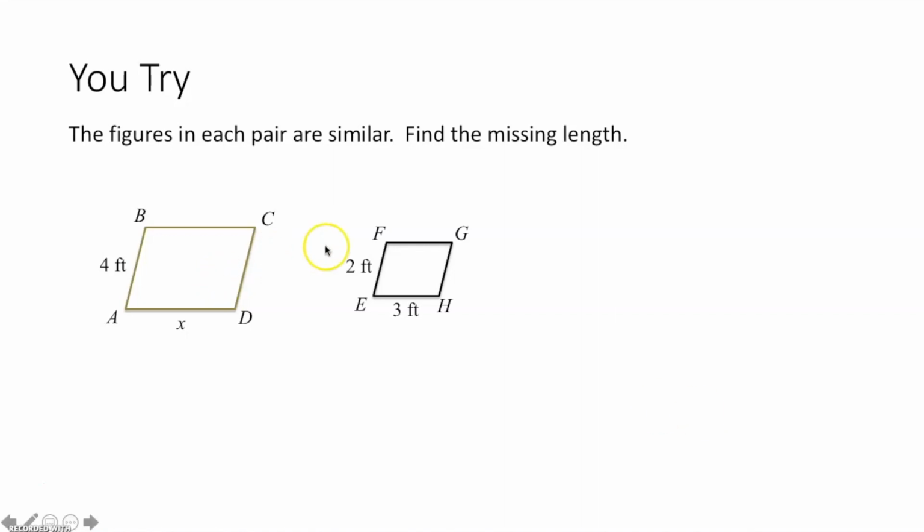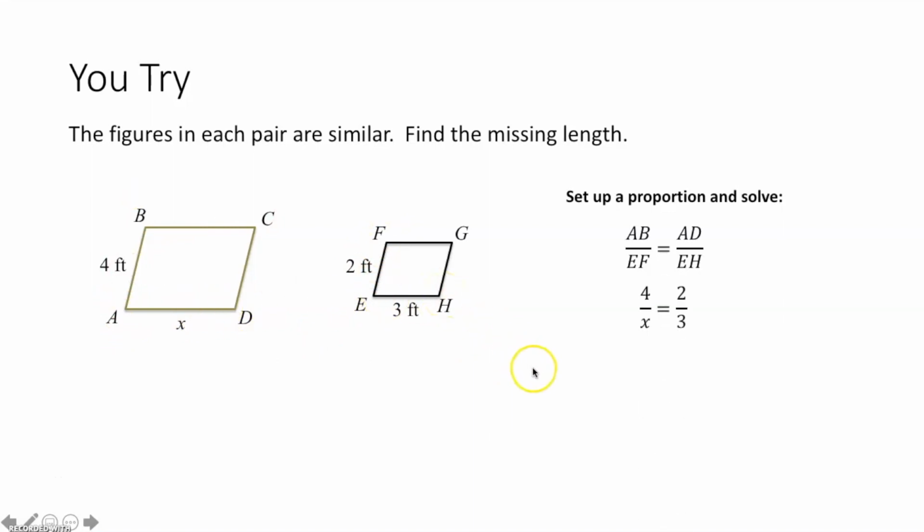Okay, again, we have two similar figures, so in order to solve this, we need to set a proportion and solve. I'm assuming that AB corresponds with EF and AD corresponds with EH. So a couple ways you could set this up. You could go AB over EF is equal to AD over EH. You could go AB over AD is equal to EF over EH. One of those ways should work. I did AB over EF is equal to AD over EH.